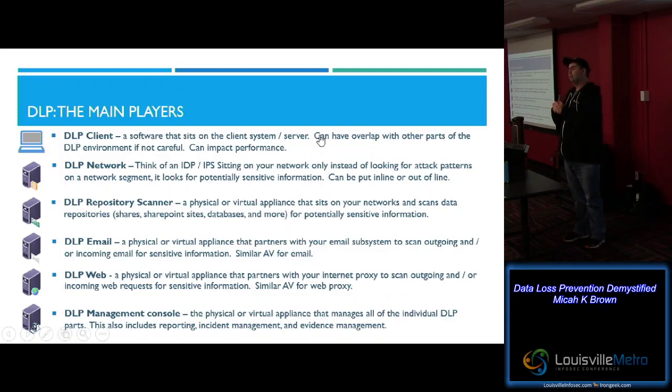The next is a DLP network scanning device. This is kind of like an IDS or IPS in our environment, except it's not looking for actual malicious attack signatures. It's looking at potentially sensitive information traversing the network that you feed it. Now, you can feed these devices generally using span ports, network taps, or packet aggregators. The last one's really where you want to be, because that's really going to help out, and we'll talk about that in just a little bit.